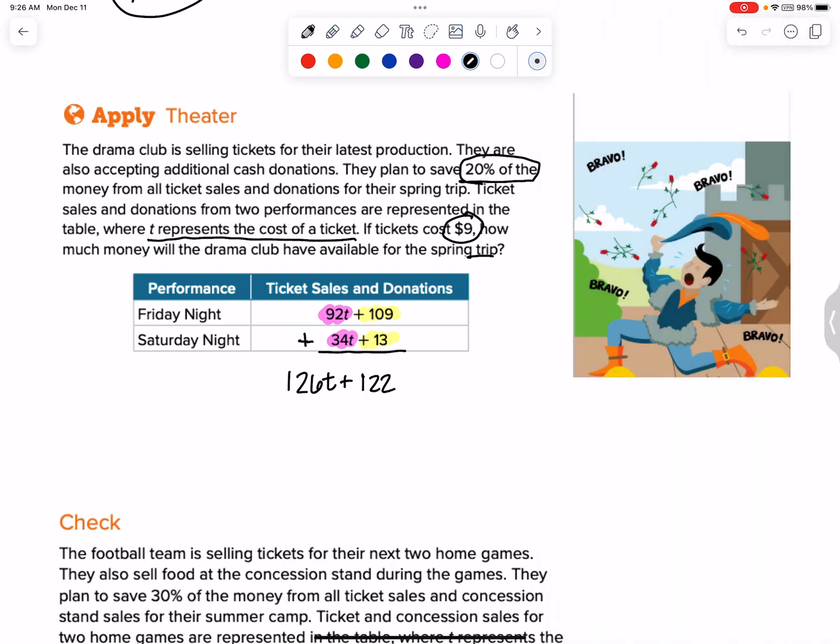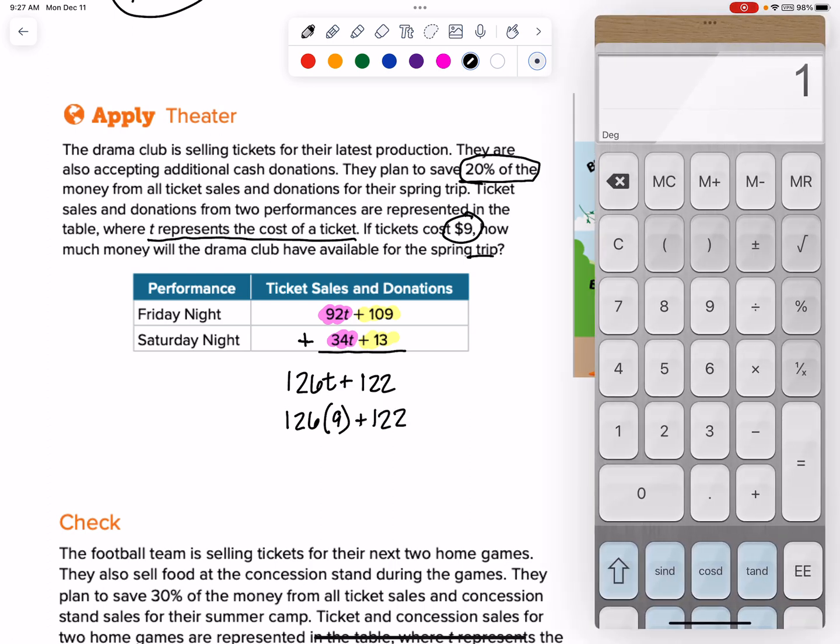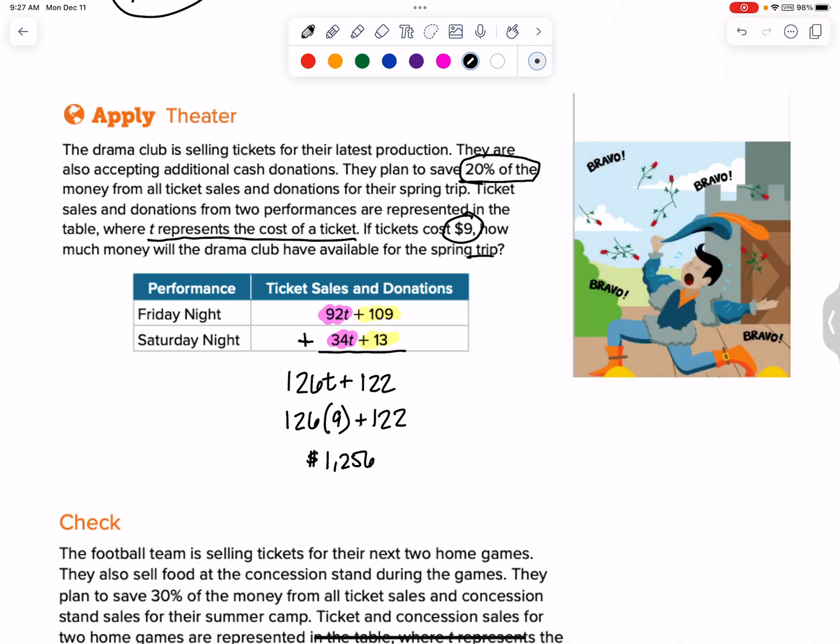So there's a simplified expression, and now I can just plug in the number 9 to find out if ticket sales cost $9, what's the total amount that they made the entire time. We're going to do our multiplication first according to order of operations, and then add the donations. And we have a total of $1,256 in ticket sales plus donations over the 2 nights.